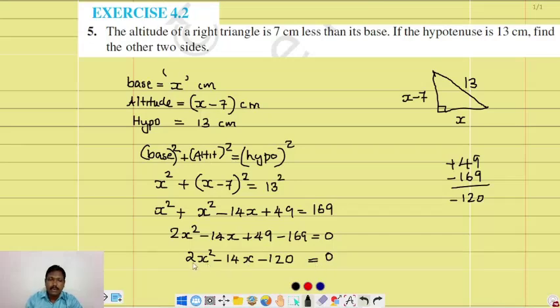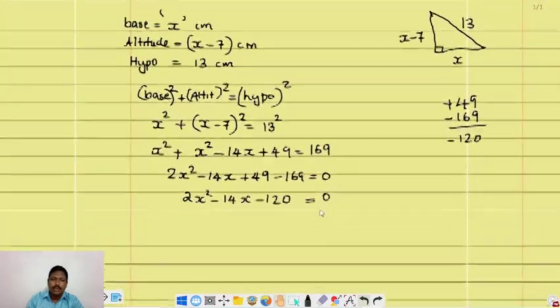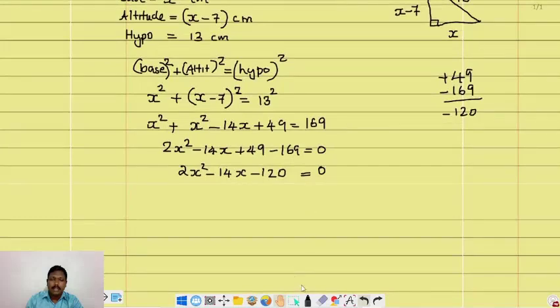Now you can check here, all the numbers are multiples of 2. So we can divide all the terms by 2. Then 2 by 2 will be x square, minus 14 by 2 is 7x, minus 60 is equal to 0.